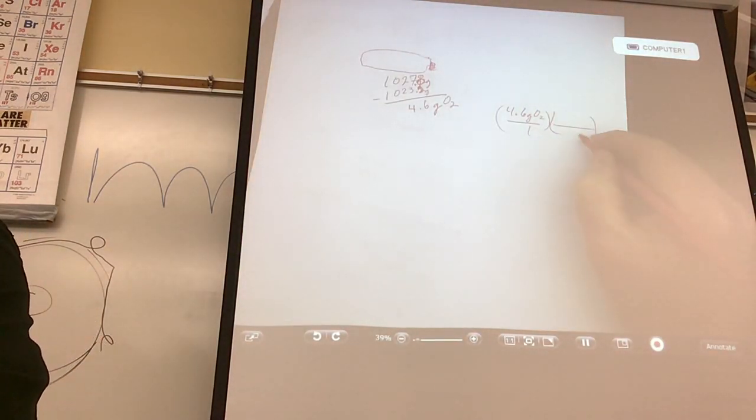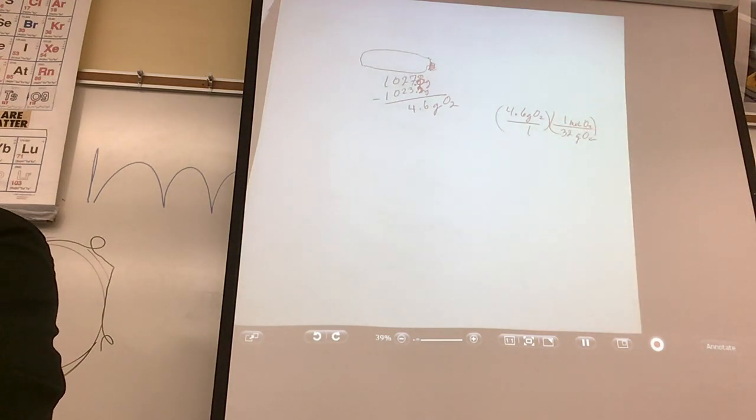You'll put 32 grams of 32? Why 32? Because you have 2 moles of oxygen. That's right. And then on the top you put 1 mole. Yes. See, you probably never thought you could be good at this. You're good at this.